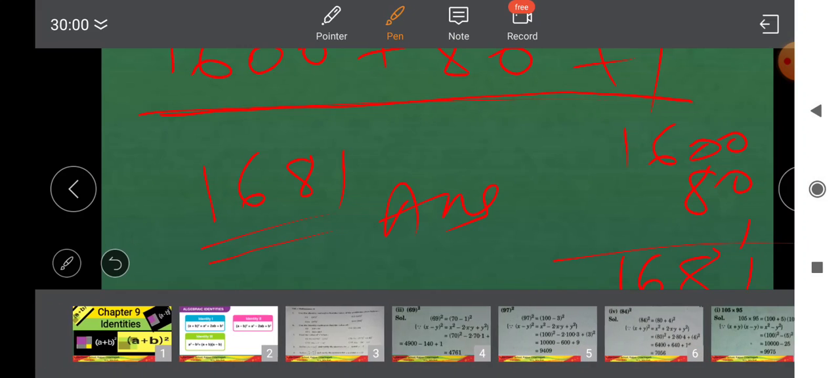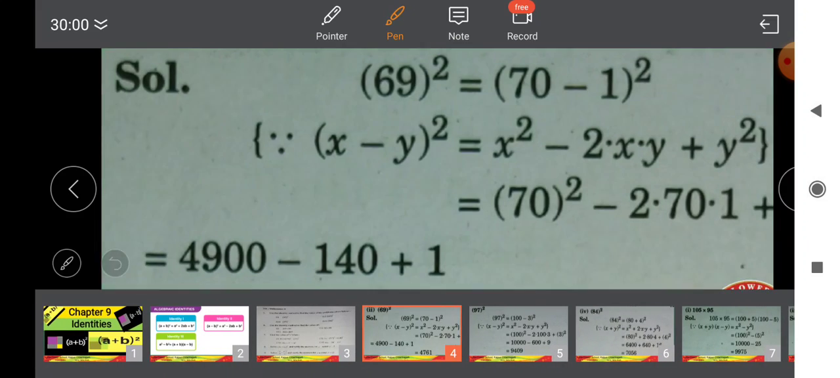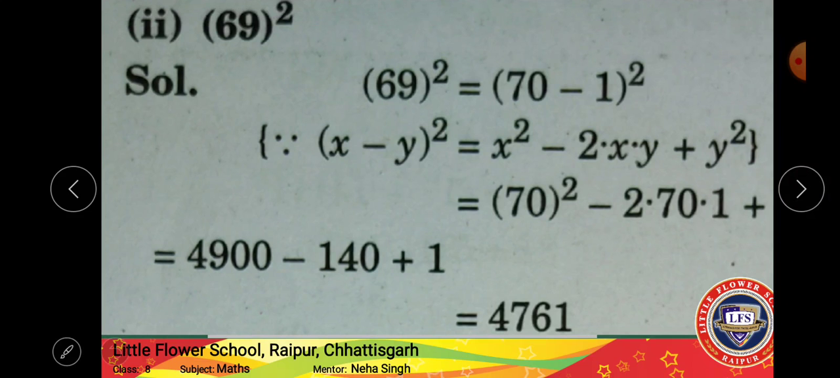Okay. So this was the first question that I had explained. Moving on to the second question. See, since it was 41, it was closer to 40, so I took 40 plus 1. Now here it is 69, and 69 is closer to 70, so I can write 70 minus 1. It will be more convenient.